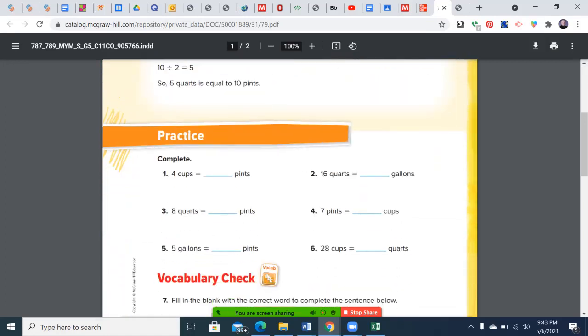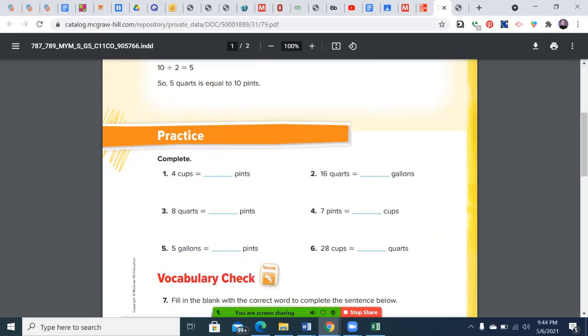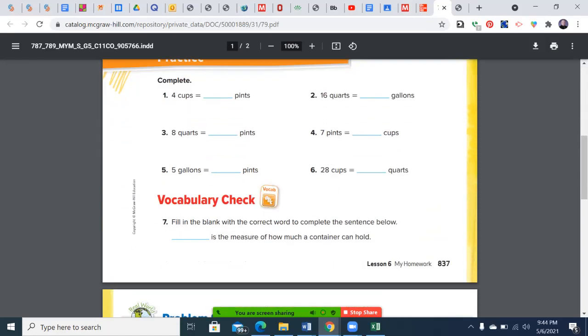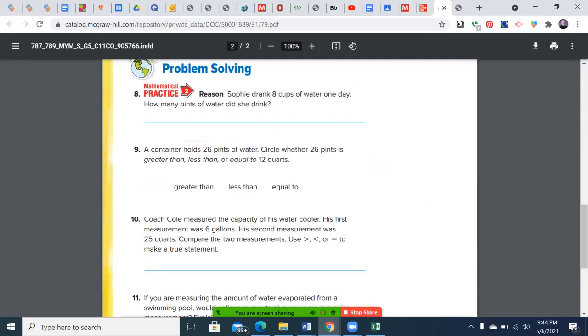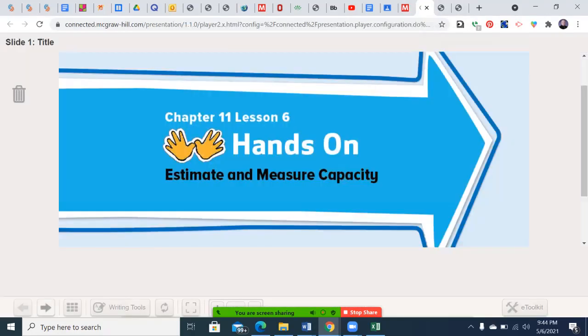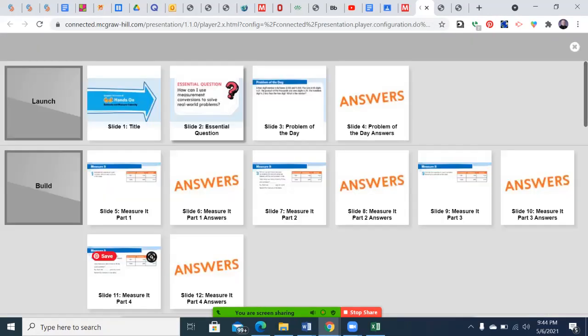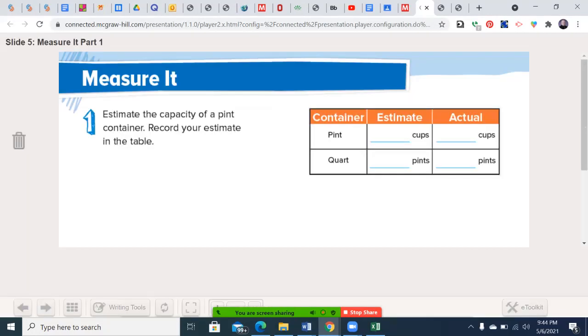Today we're going to estimate and measure capacity. Most of it is conversion rates, as we will be using. You can see there's a vocabulary check as well, and 12 questions. The essential question in this entire chapter is how can I use measurement conversions to solve real-world problems? Just like we've been doing with length and weight, it's going to be the same for capacity. So we're going to be in the book on page 833.